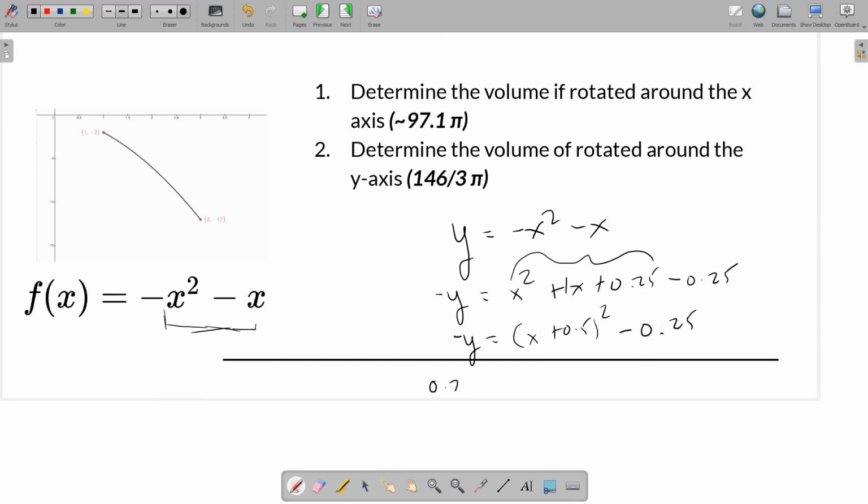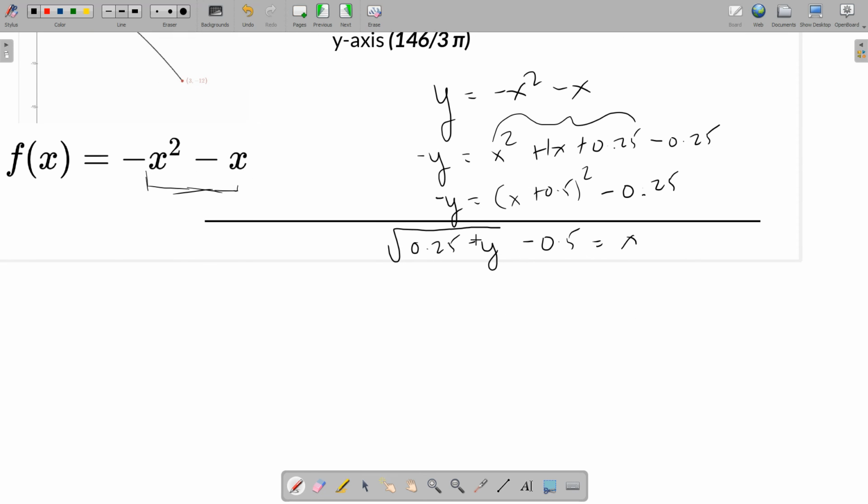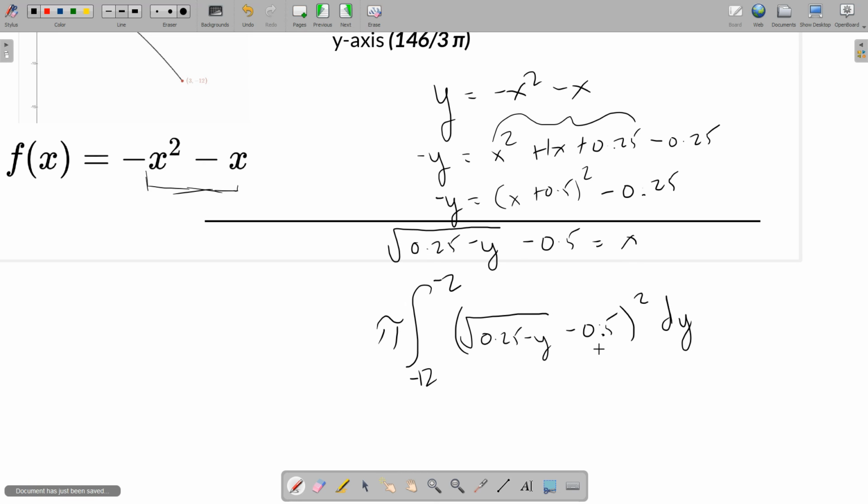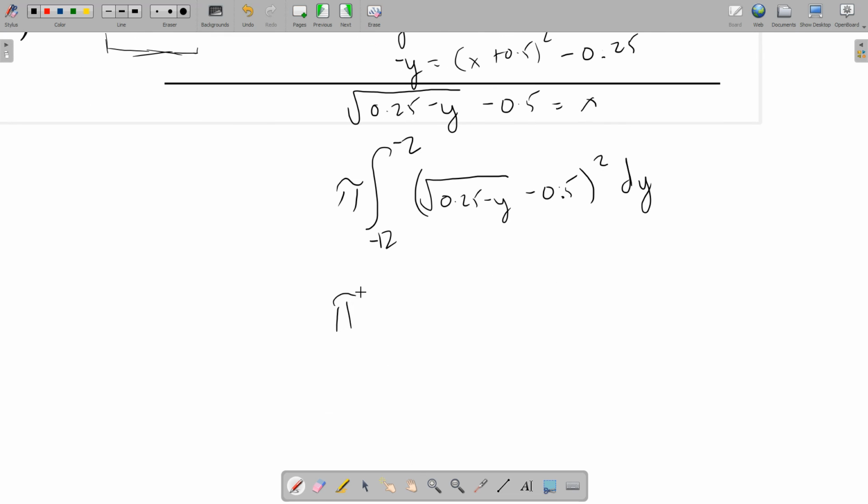So I'm going to get 0.25 minus y. I'll square root while I'm doing it, and I'll minus the 0.5 all in one step. And now I've got my isolated x, and I've written the equation in terms of y. So I'm going to integrate from -12 to -2. That's how numbers work. And here's my function, square root of 0.25 minus y, minus 0.5. I want to square that on dy, and can't forget the pi. This is a little bit tedious at this point. There's lots of room for algebraic errors, so I'll try to be careful, but I apologize if I make any.